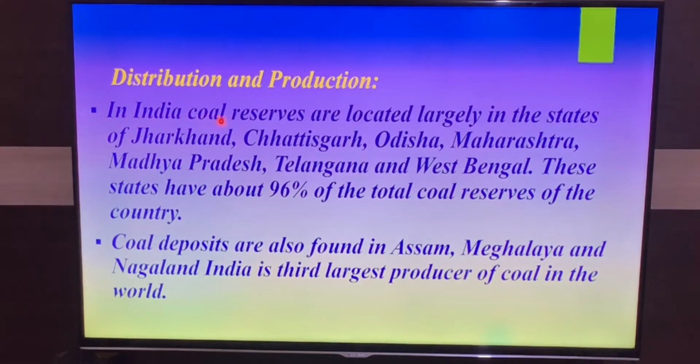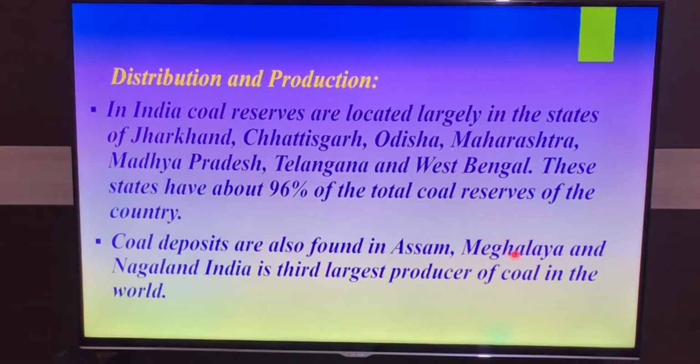In India, coal reserves are located largely in the states of Jharkhand, Chhattisgarh, Odisha, Maharashtra, Madhya Pradesh, Telangana and West Bengal. These states have about 96% of the total coal reserves of the country. Coal deposits are also found in Assam, Meghalaya and Nagaland. India is the third largest producer of coal in the world.